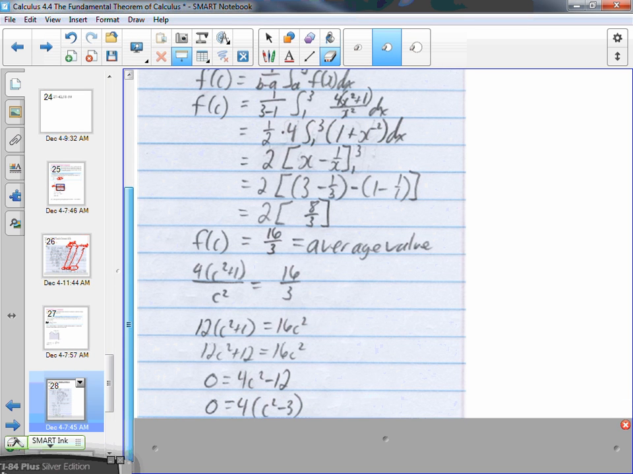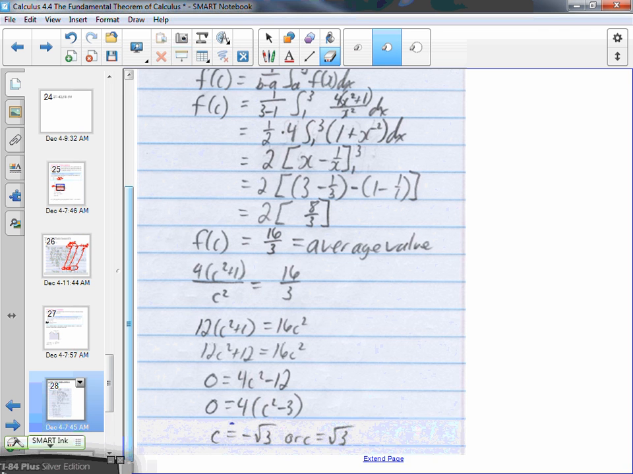I can solve this one by factoring. So I factor. Now, we don't usually think of c squared minus 3 as being a difference of 2 squares because you don't think of 3 as being a square, but it is. 3 is the square of the square root of 3. So I left out a step saying this.